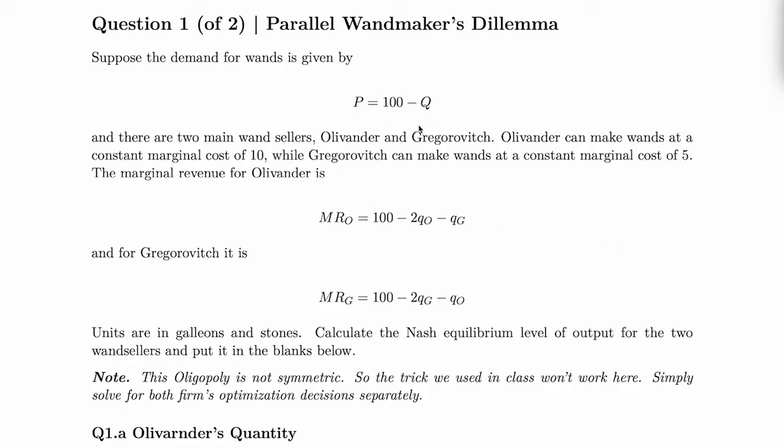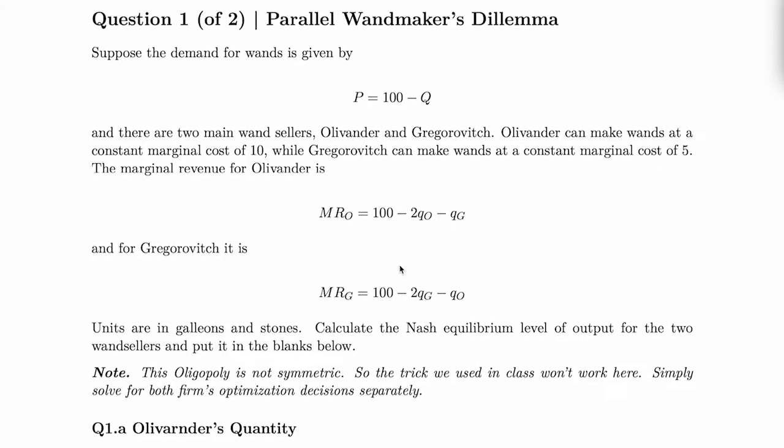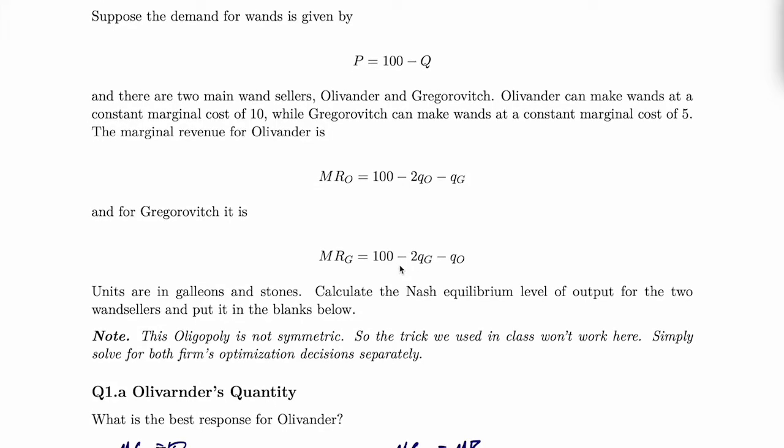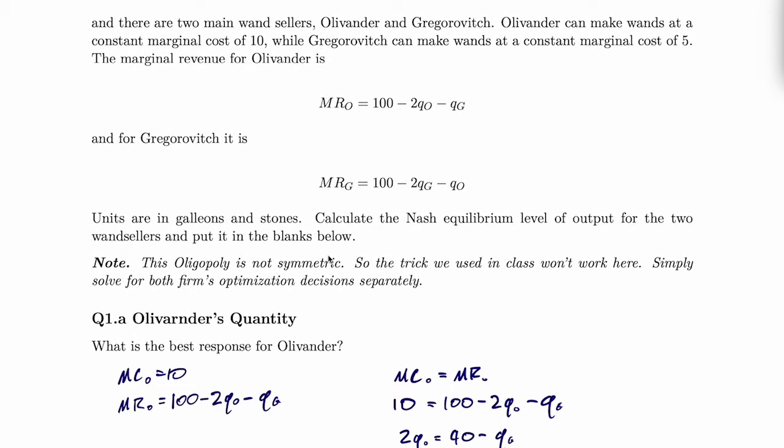All right, so we're given a demand curve, which is pretty simple. And we have two main wand sellers, Ollivander and Grigorovich. Ollivander has a marginal cost of 10, and Grigorovich has a constant marginal cost of 5. And we're given no fixed costs, so we just use the constant marginal cost. Okay, and then we have two marginal revenue curves which look symmetric, but this is not a symmetric game because there are two different marginal costs. So this is going to present sort of a more complex environment.